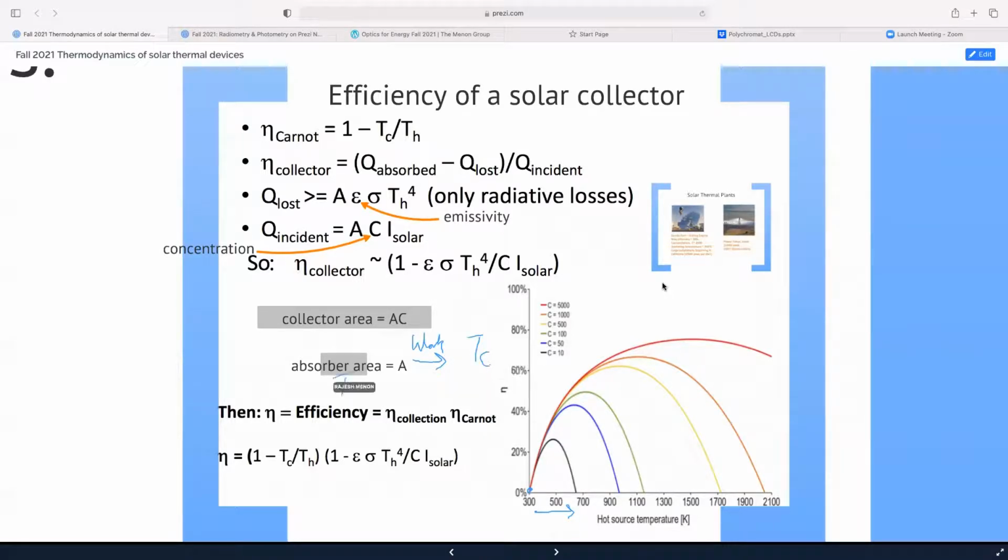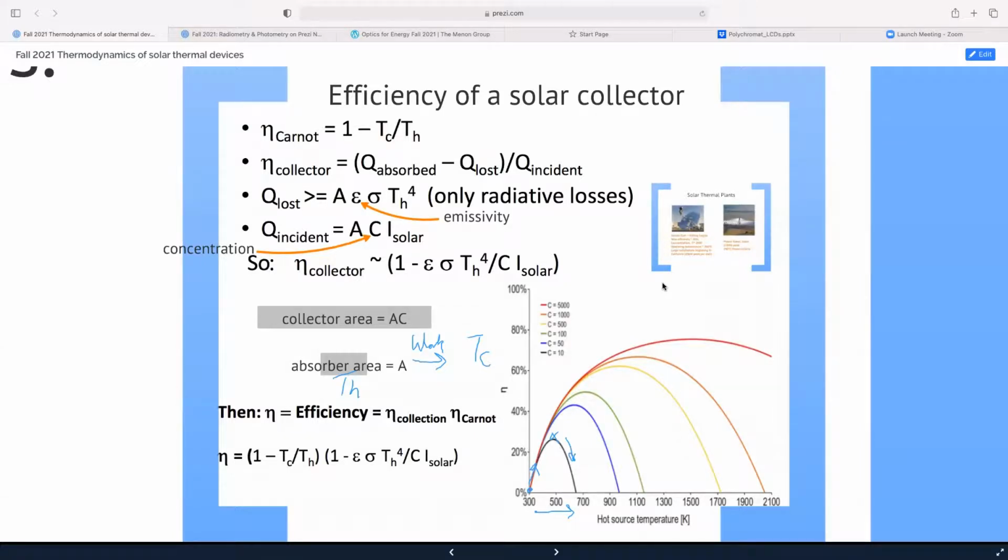So my absorber is at TH. Okay, so that's my heat engine part of it, right? That's what I'm trying to abstract out the Carnot efficiency for. And at 300 Kelvin, because my TC is also 300, of course, I'm not doing any work there. My efficiency is 0. As I increase the temperature by concentrating light and heating up this absorber, my efficiency starts going up. It goes up until it reaches an optimum, after which my radiative losses start to dominate and it starts going down.